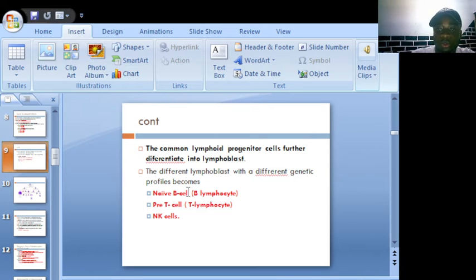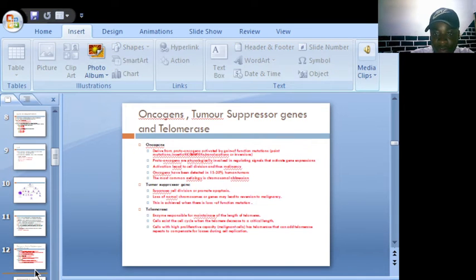Okay, good. So the naive B cell, once it is exposed, starts fighting against foreign antigens. So they play a major role in the immune system. Okay, remember you have the adaptive immune system and the innate immune system. So these cells are very important when it comes to the function of the immune system. Okay, good. So we have the pre-T cell, the T lymphocyte, and the natural killer cells. Okay, they are very important.